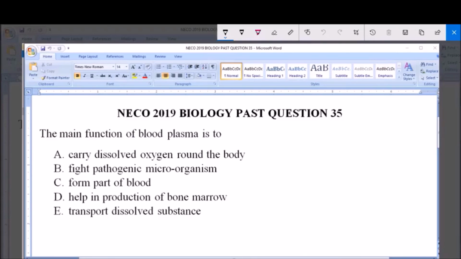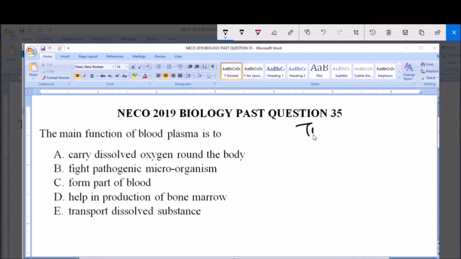I will be answering NECO 2019 Biology Past Question 35. The main function of blood plasma is to A. Carry dissolved oxygen around the body. B. Fight pathogenic microorganisms. C. Form parts of blood. D. Help in production of bone marrow. And E. Transport dissolved substances.